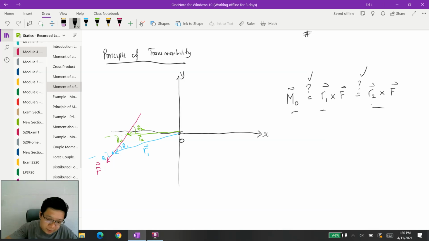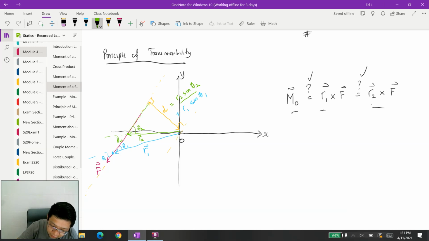Okay, well, perhaps if we can explain it in a graphical manner, I'm going to extend the line of action, and then draw a perpendicular distance D from point O to the line of action of the force F. The perpendicular distance D can be calculated as either R2 sine theta 2, or R1 sine theta 1.